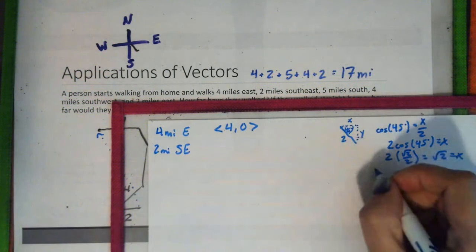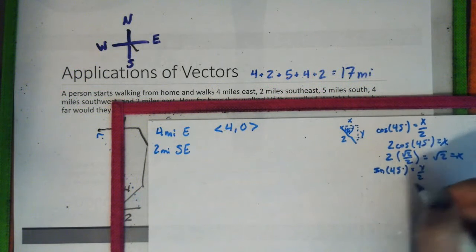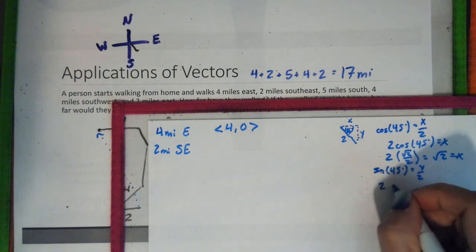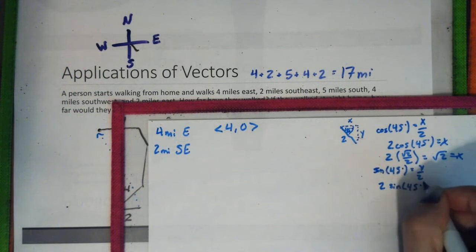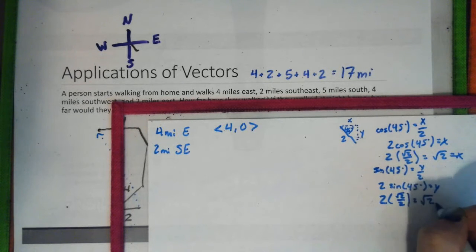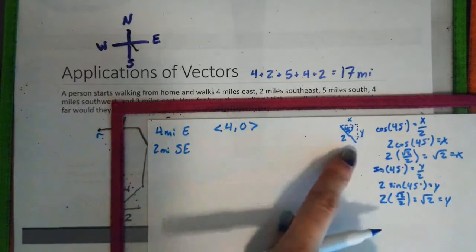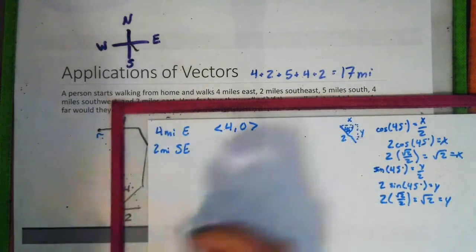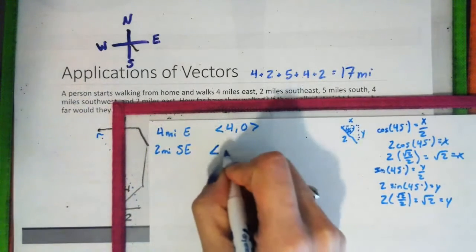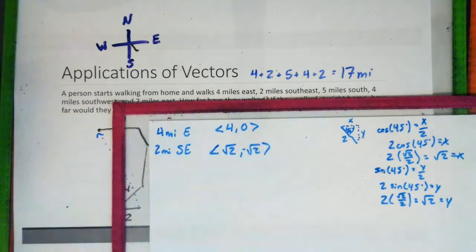If we set up our triangle to solve for y, we will have the sine of 45 degrees is equal to y over 2. That gives us 2 times the sine of 45 degrees is equal to our y value. The sine of 45 degrees is square root of 2 over 2. And that gives us square root of 2 again for y. Just be careful. I drew this in a way to where x needs to be positive and y needs to be negative. So our x value is positive square root of 2 and our y value is negative square root of 2.